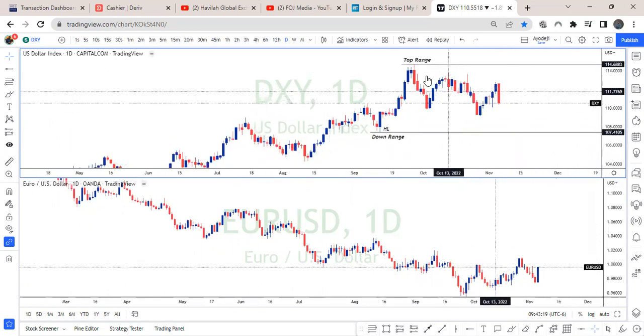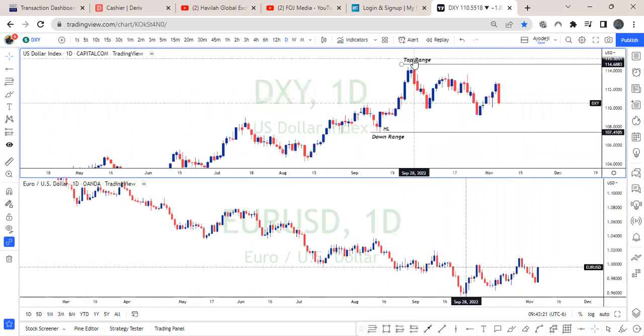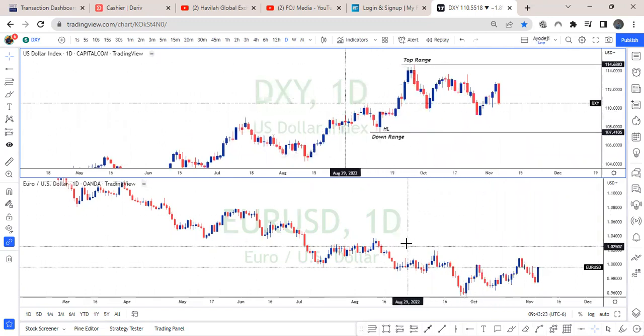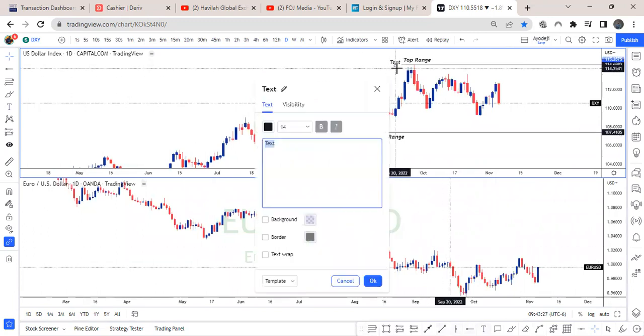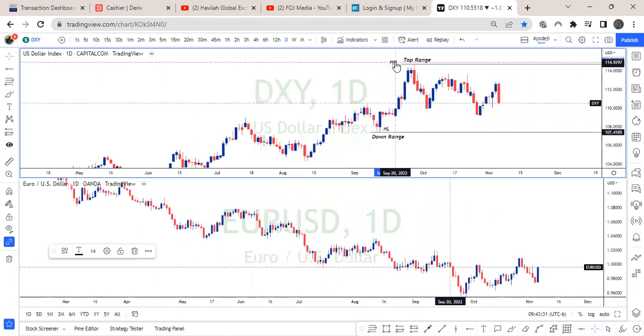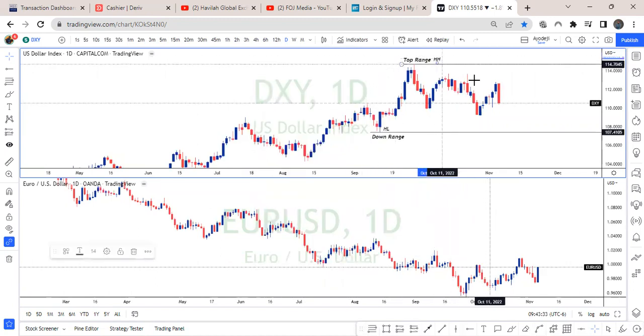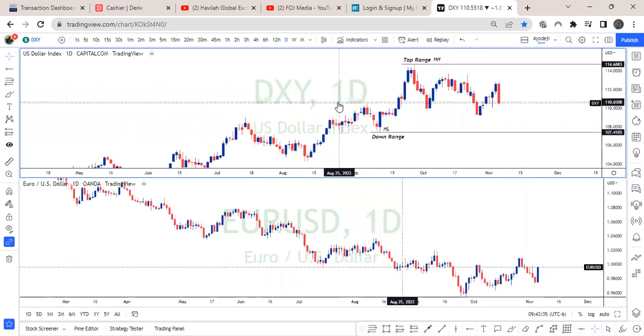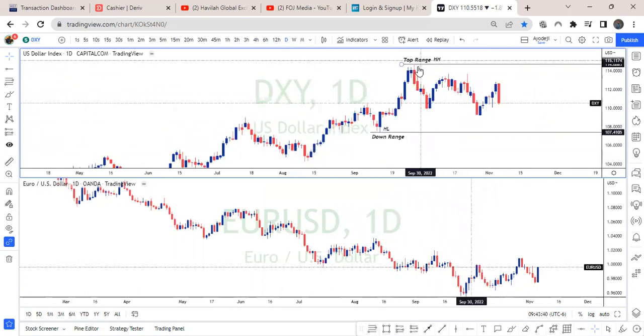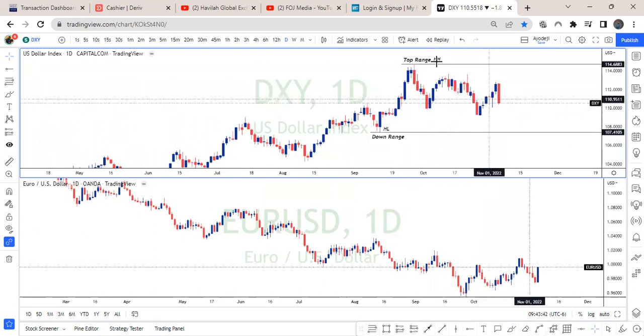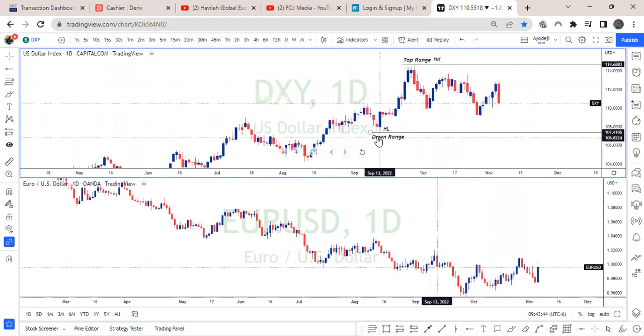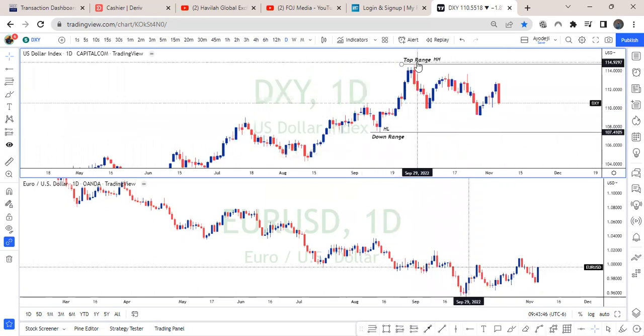Higher low, higher high. This is the last higher high. Beg your pardon. So what's price doing? Price created a higher low, higher high, and then price is still within the range of the last swing.